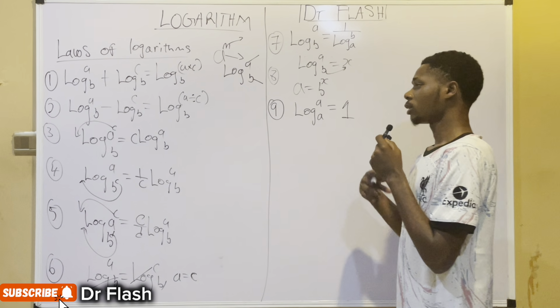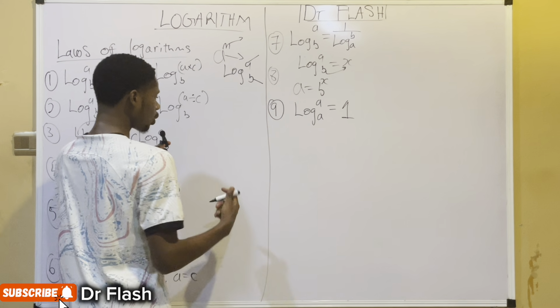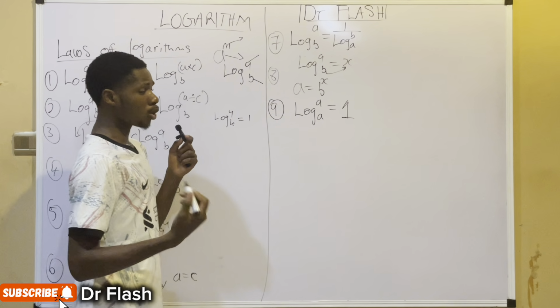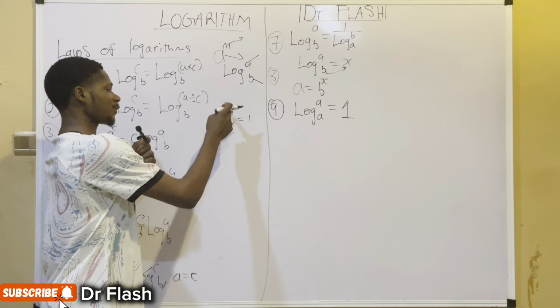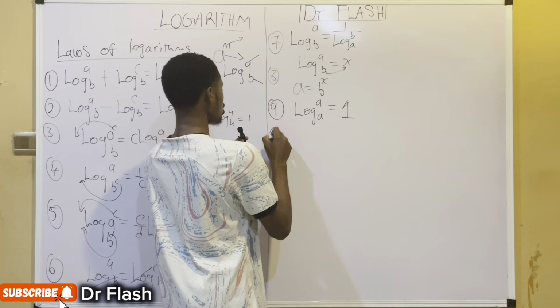So if I may ask, log 2 base 2 is equal to what now? 1. Log 3 base 3 is equal to 1. Log 4 base 4 is equal to what now? 1, and so on and so forth. Log 0.5 base 0.5 is equal to 1. As far as the base and the powers are the same, our answer is simply equal to 1.